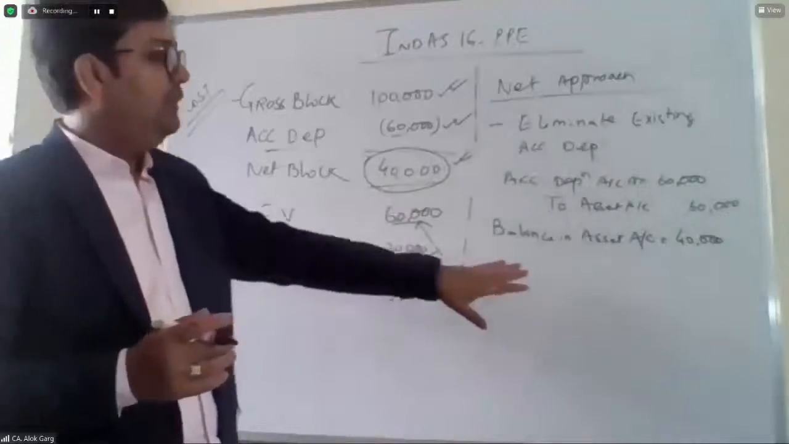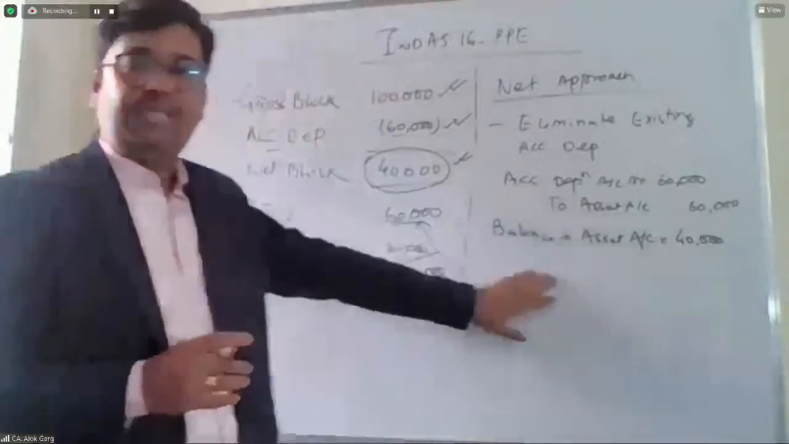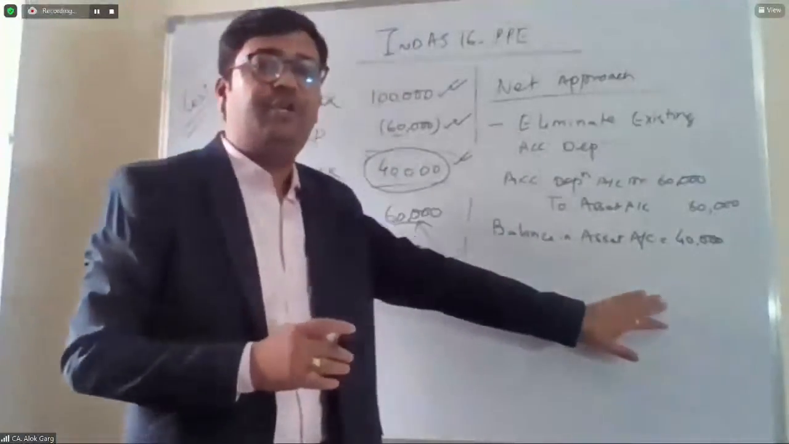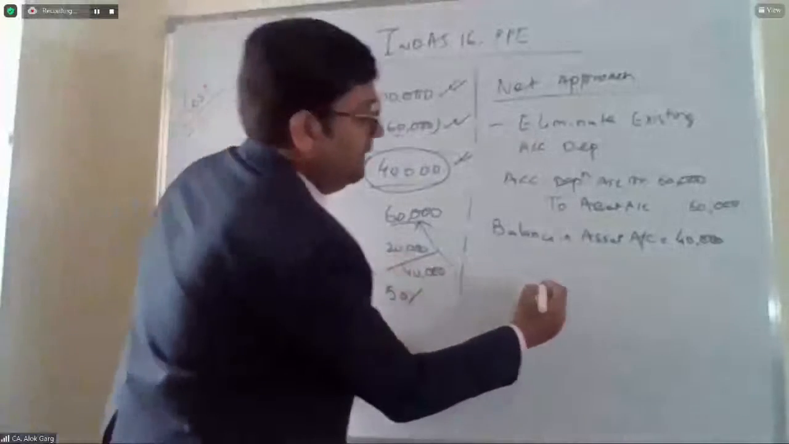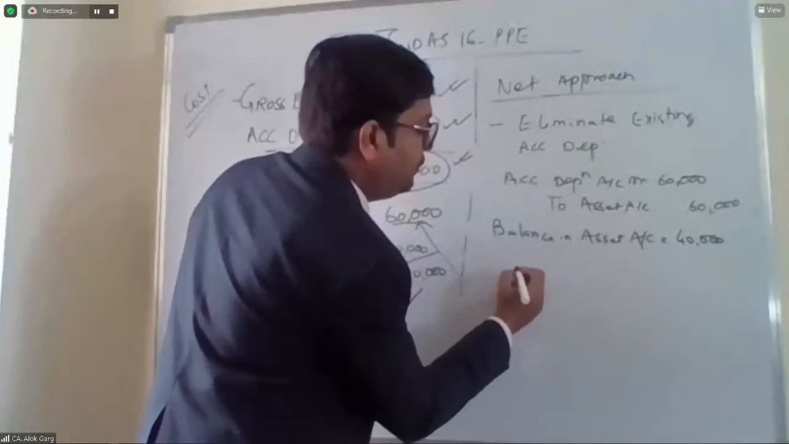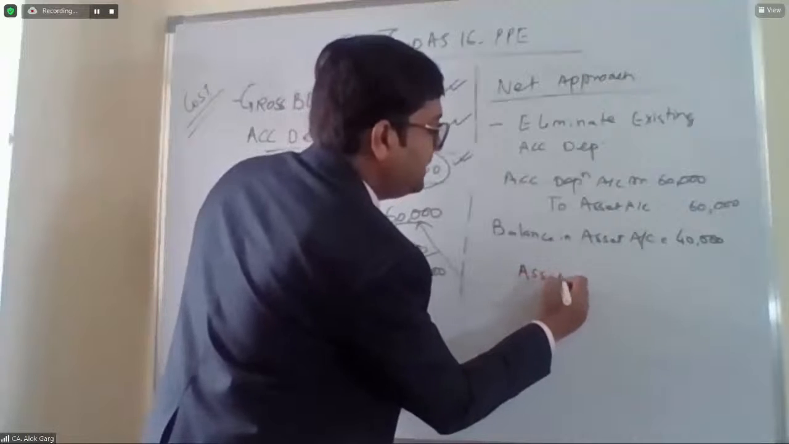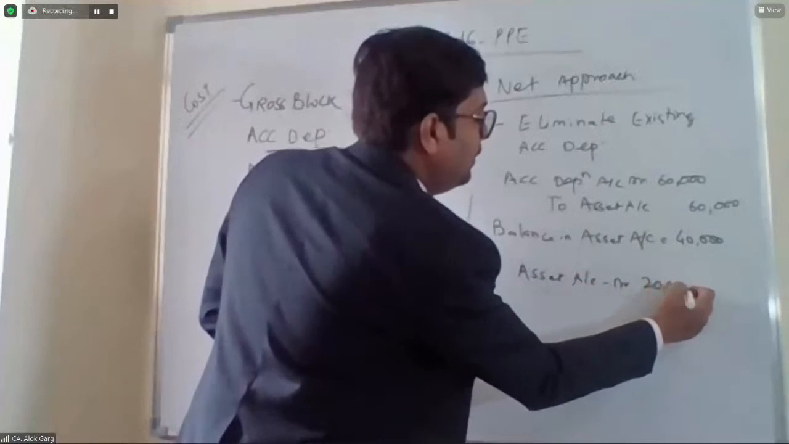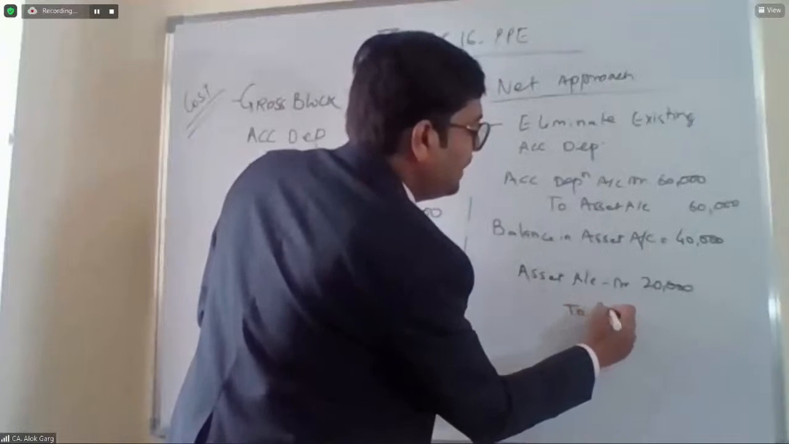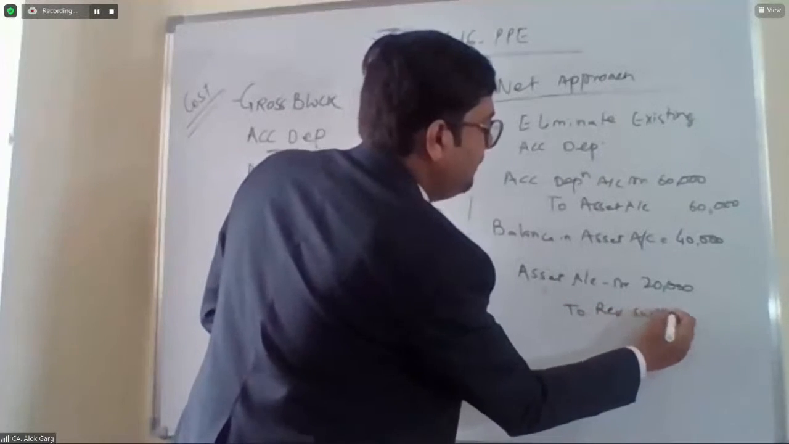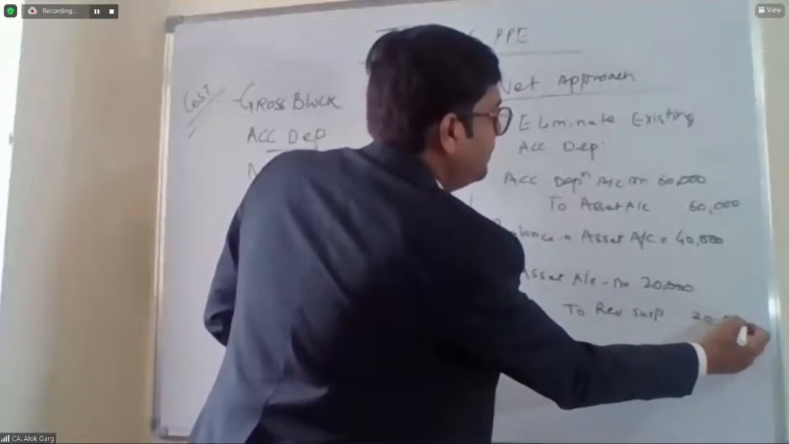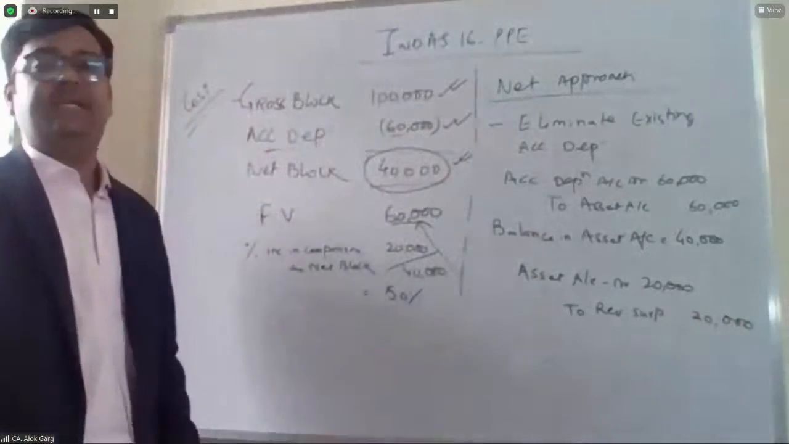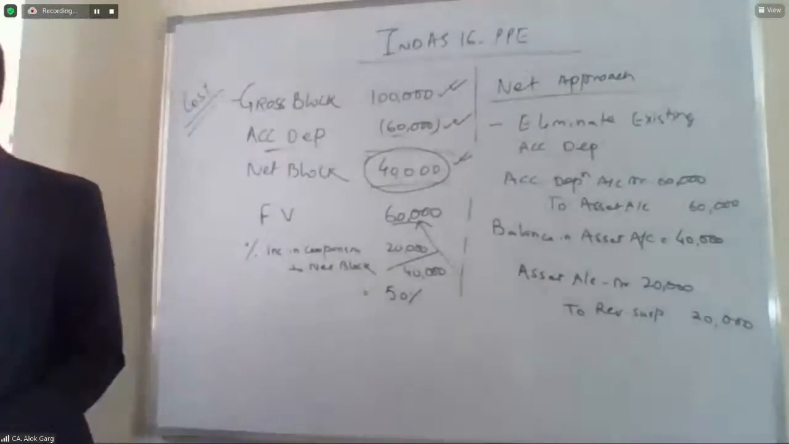And now when your balance in asset account is 40,000, then you need to debit your asset account by 20,000 to revaluation surplus OCI, 20,000. So this is known as a net approach.